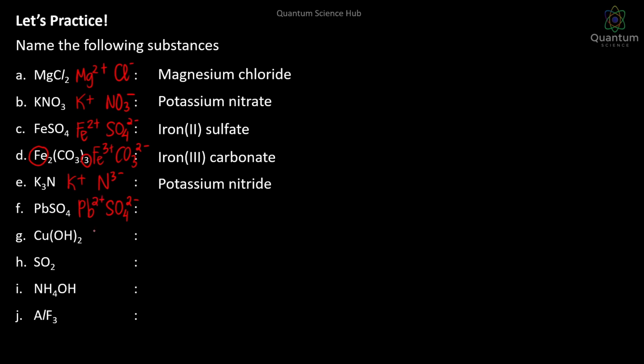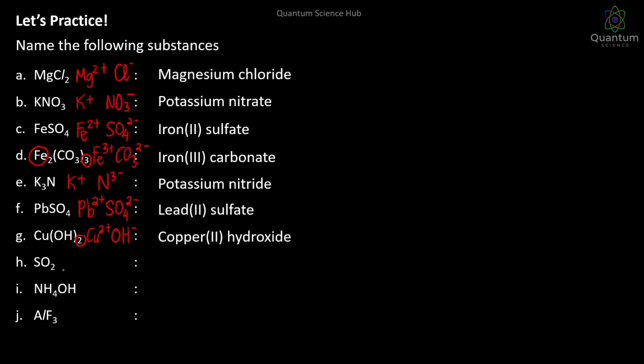Because it is 2 positive, so the name here is lead(II) sulfate. Next, copper. Copper can be copper 1 or copper 2, but we always know hydroxide is negative 1, and the charge here is 2, right? So it's taken by hydroxide, because the clue here is: I will take yours, you will take mine. So here it's very clear, it must be Cu2 positive. That's why the molecular formula here is Cu(OH)2, right? So the name here is copper(II) hydroxide.